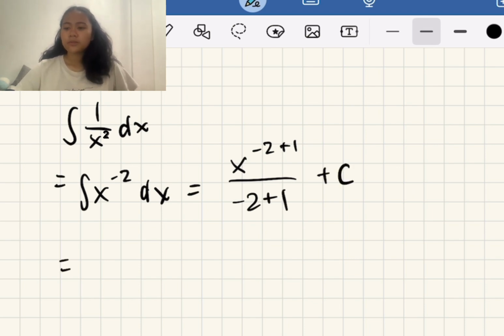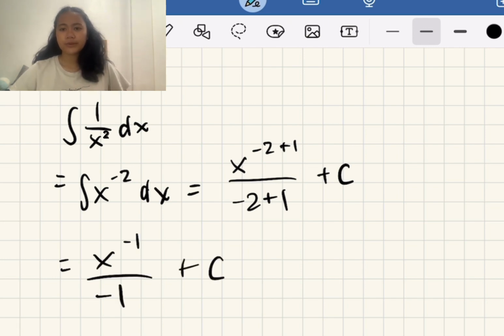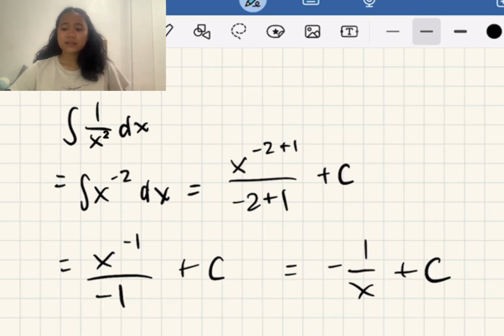Negative 2 plus 1, that's negative 1. And after you integrate it, you need to rewrite it again. So we want to get rid of this negative exponent, and we can do so by moving the variable back to the bottom. So that leaves the 1 on top. And then we're going to have x to the first power on the bottom, which we can just leave as x. The negative sign, I'm going to move it to the top. So the final answer is negative 1 over x plus c.